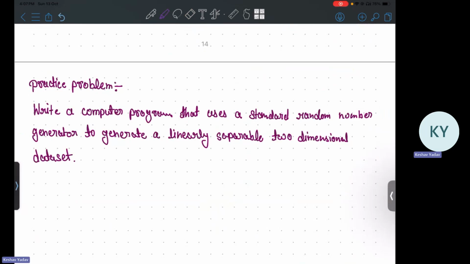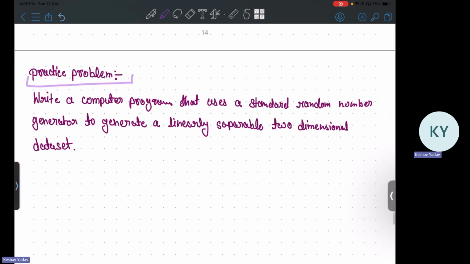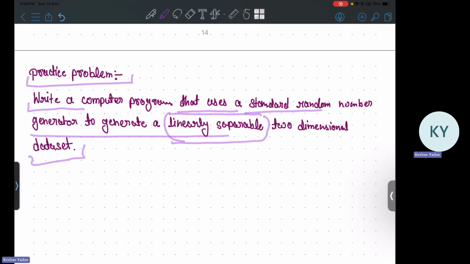we'll do a practice problem. This practice problem is what? We'll write a computer program that will use a standard random generator to generate random numbers that are linearly separable in two-dimensional space. Okay, this is what we want to do. So we want to generate random numbers that are linearly separable using a standard random generator.